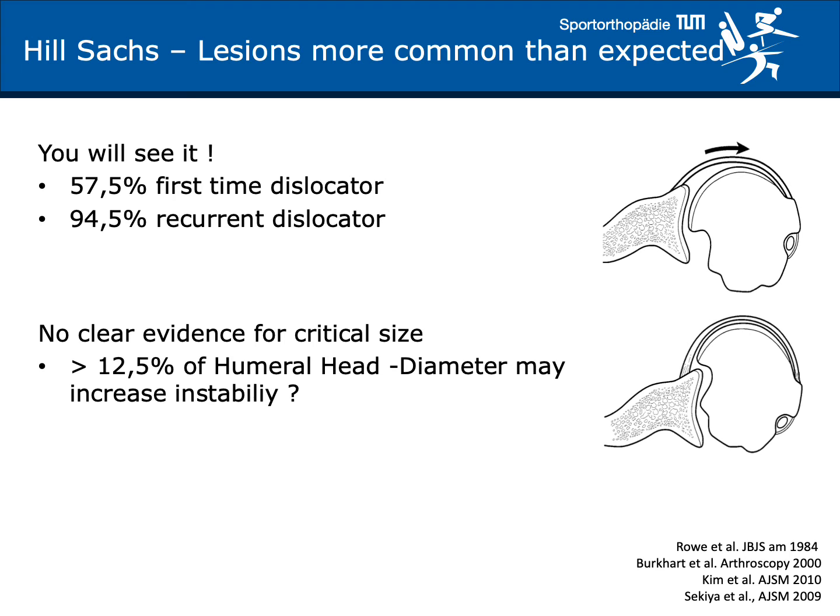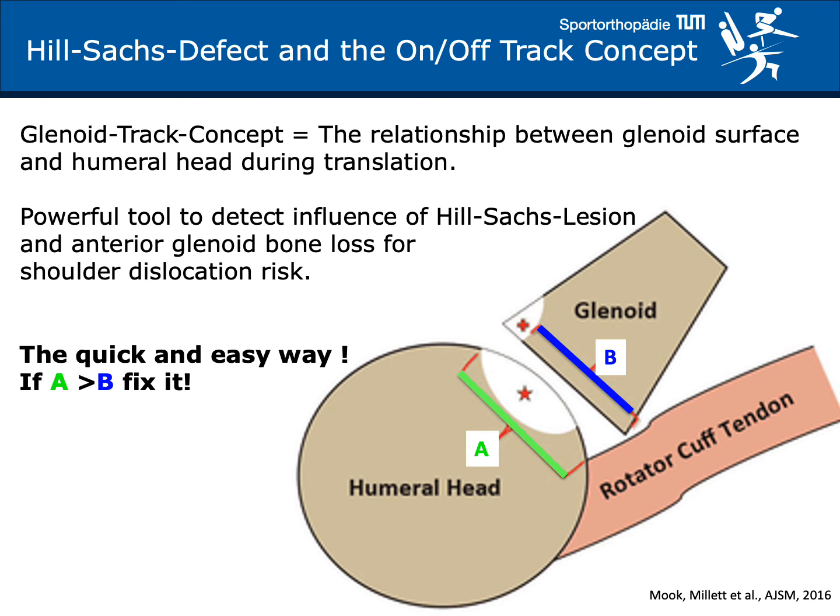But also on the Hill-Sachs side, on the humeral side, you will see more Hill-Sachs lesions in the recurrent dislocators, about 90%, but still there is no clear evidence for a critical size. It's around 12% of the humeral head that may increase instability. So we now measure in this glenoid track concept quite easily. It's an easier way now.